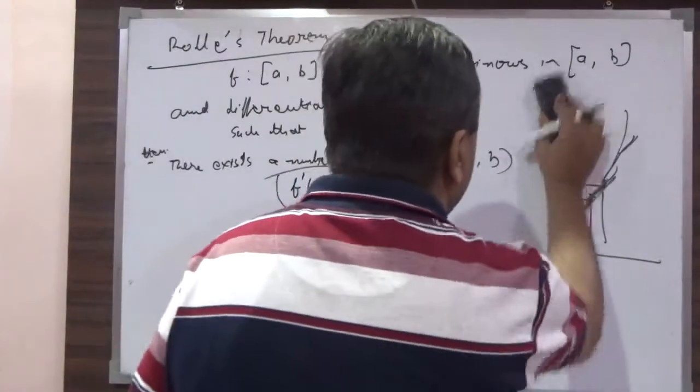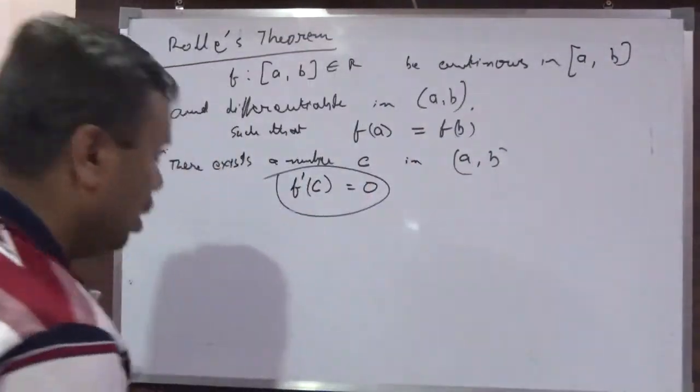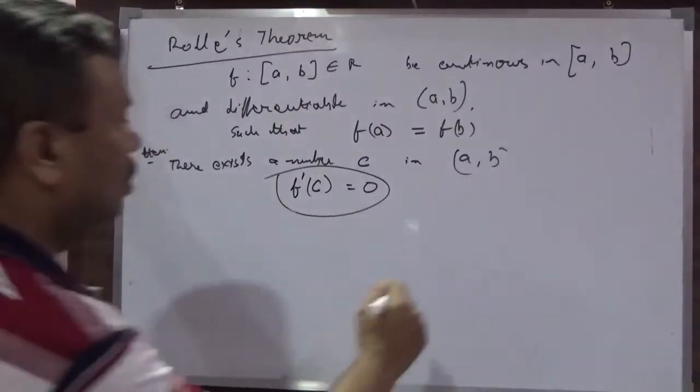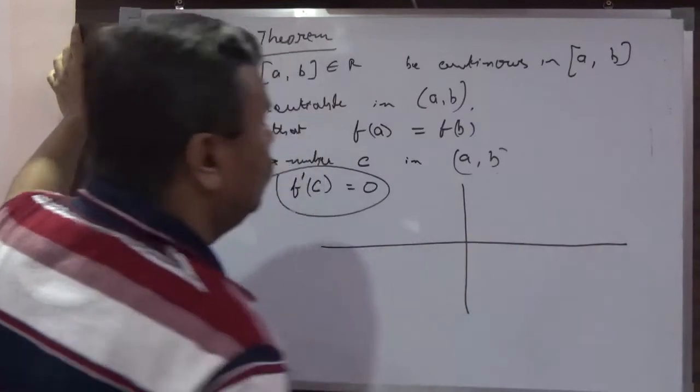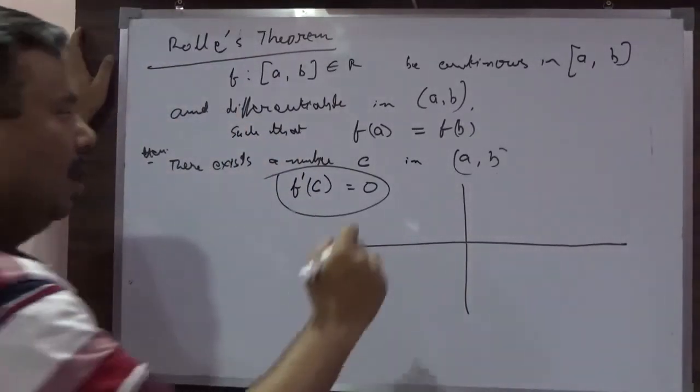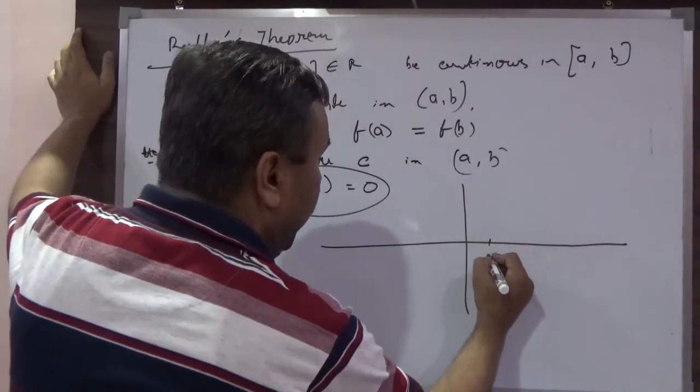So in that case, what will be the graph? See, the first condition was that there are two values of a.